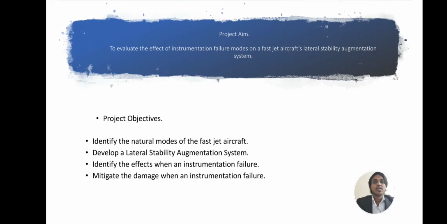And the objectives are: identify the natural modes of the fast jet aircraft, develop a lateral stability augmentation system, identify the effect of an instrumentation failure, and mitigate the damage when an instrumentation failure occurs.